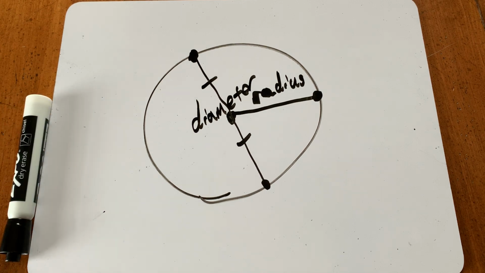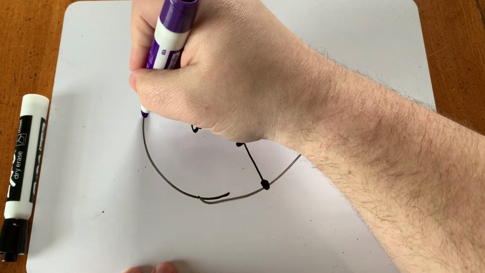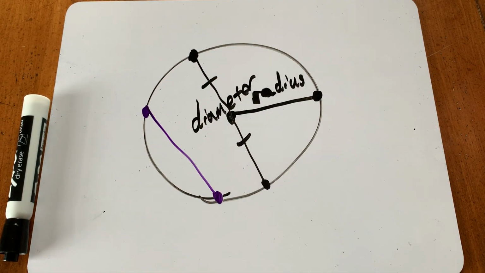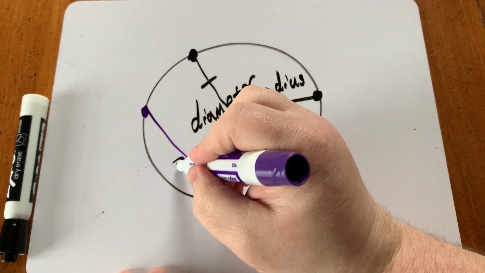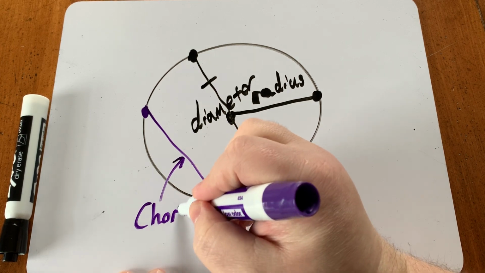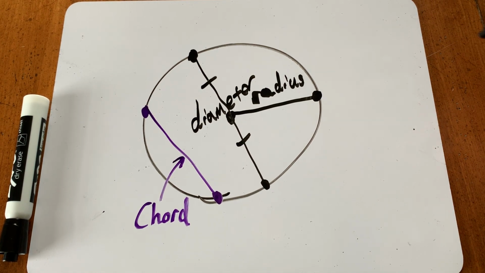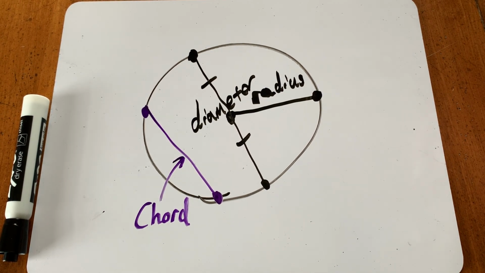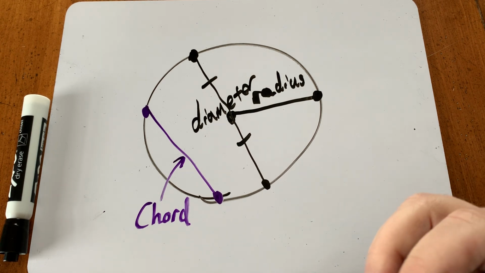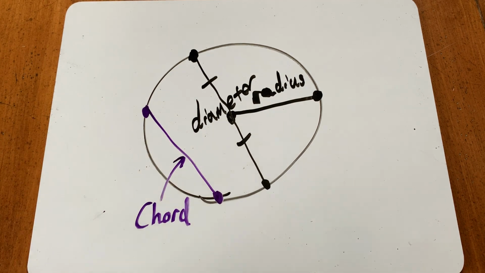There is another type of segment in a circle, and it is one where it has both endpoints on the circle. The diameter is a subset of this, and these are called chords. So a chord is a segment with both endpoints on the circle. A diameter is a chord that passes through the center. A radius is not a chord because it only has one endpoint on the circle. So we have this. That's the basic terminology of a circle.